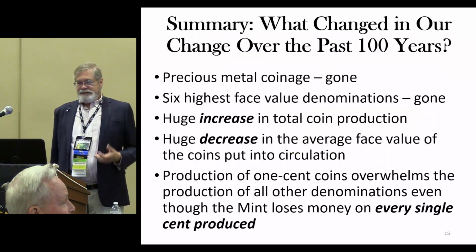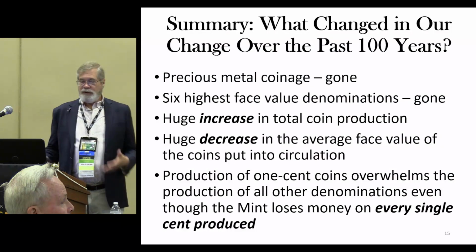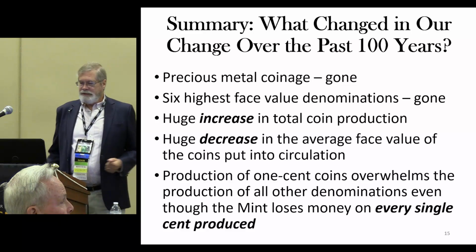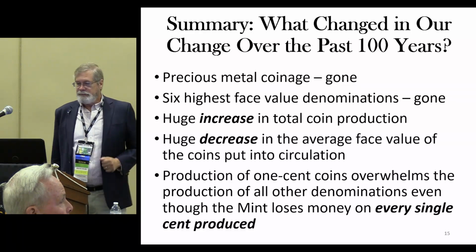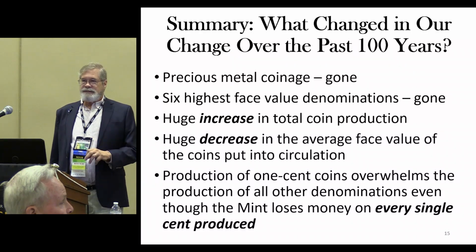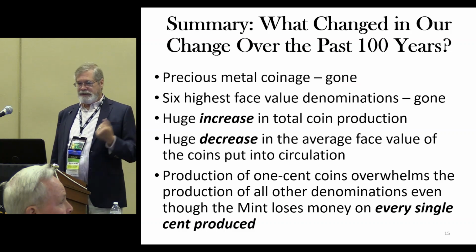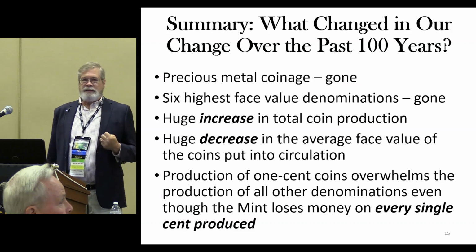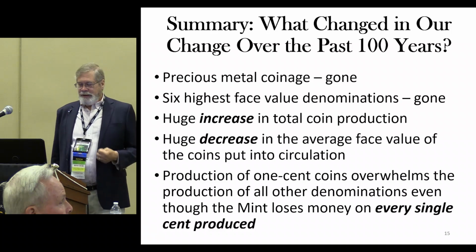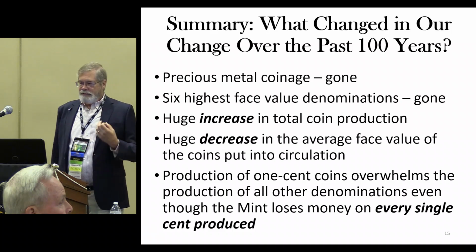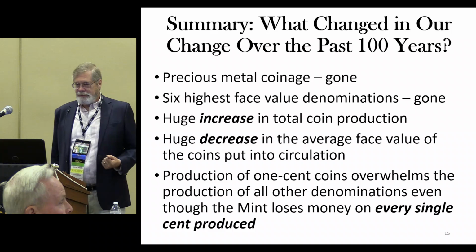So what's really changed in the last 100 years? First of all, precious metal coinage is just gone. It doesn't exist anymore for circulation purposes. The 6 highest face value denominations are all gone. We're down to the bottom 4. There's been a huge increase in total coin production. There's been a huge decrease in the average face value of the coins put into circulation.